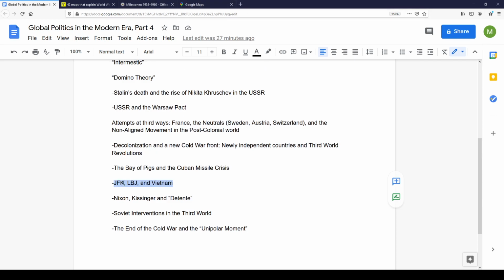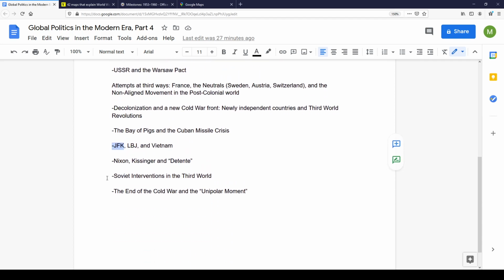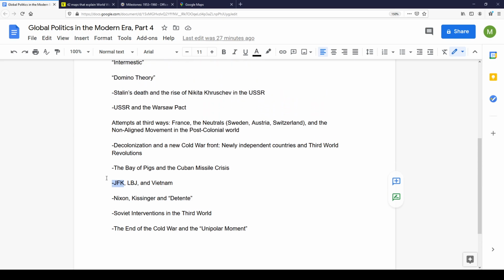John Fitzgerald Kennedy, Lyndon Baines Johnson. JFK is president until he's assassinated on November 22nd, 1963. So he's in office from January 1961 until November of 1963. By my count, what is that? Two years? He's not in office that long, although people tend to think that he was. Lyndon Baines Johnson was his vice president, took over when Kennedy was assassinated.